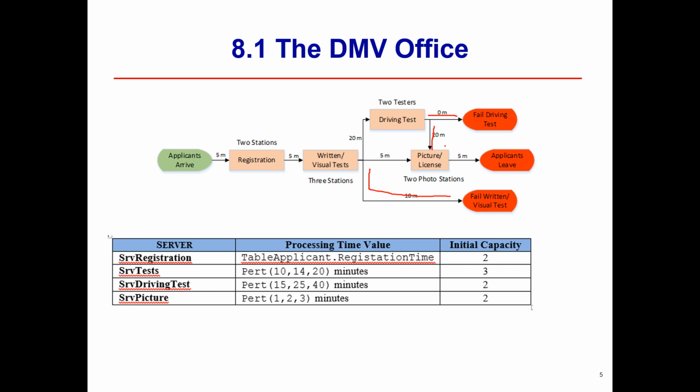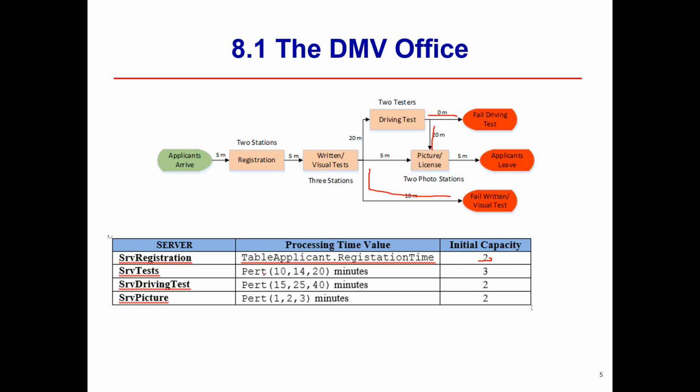Okay, and here is the processing time for each one of the registration stations. For the registration part, it depends on what type of applicants you have, and the processing time will be different. Initial capacity for the registration is 2.